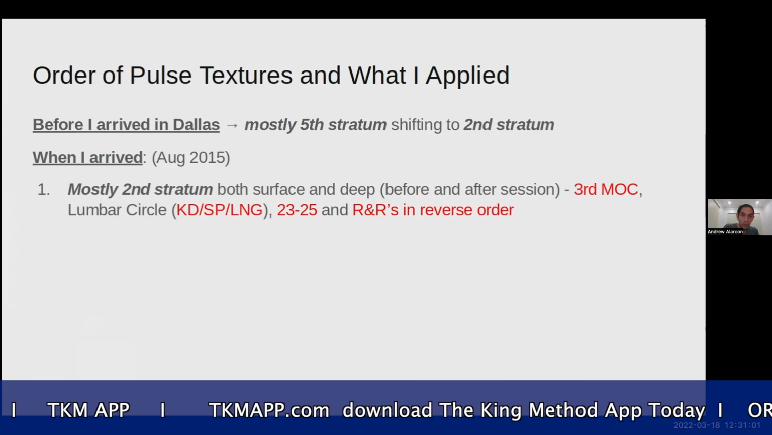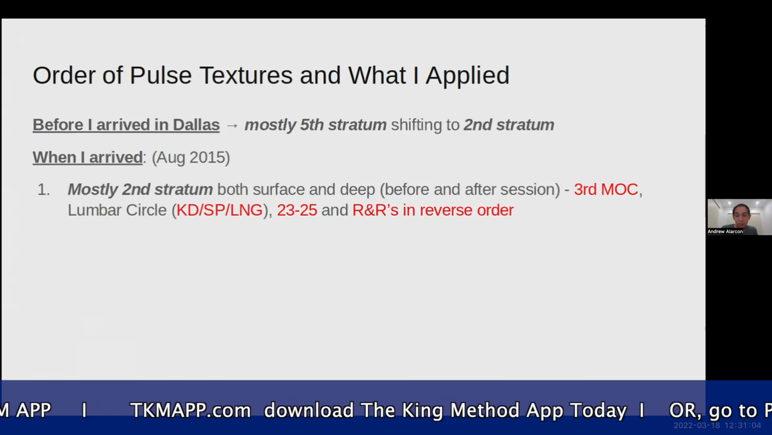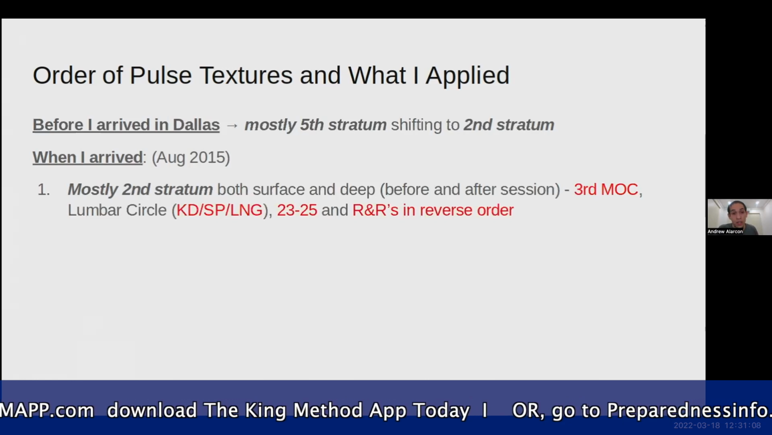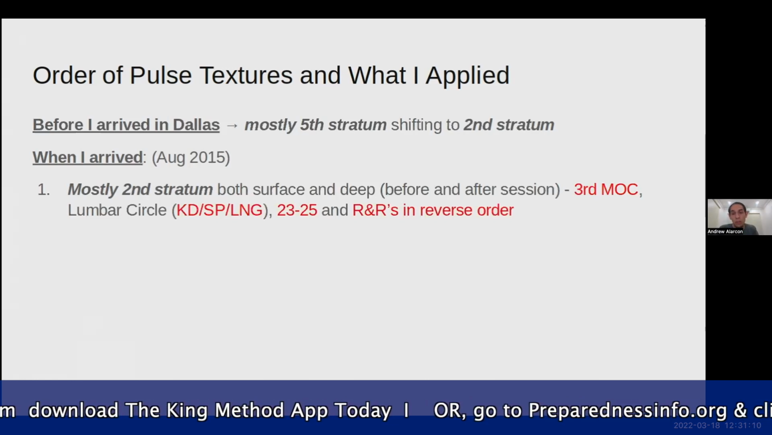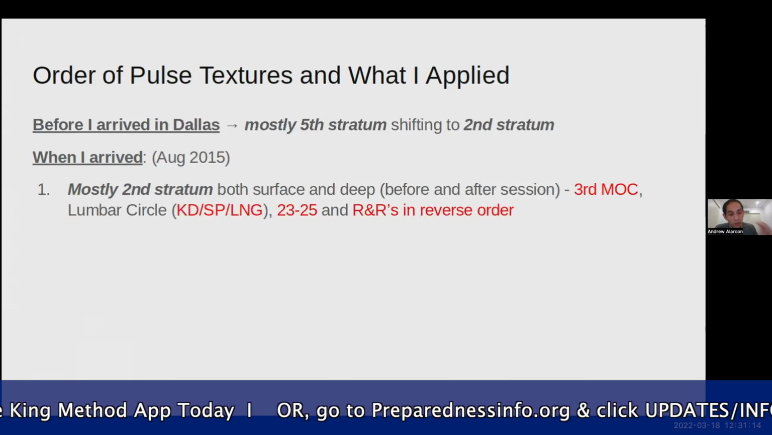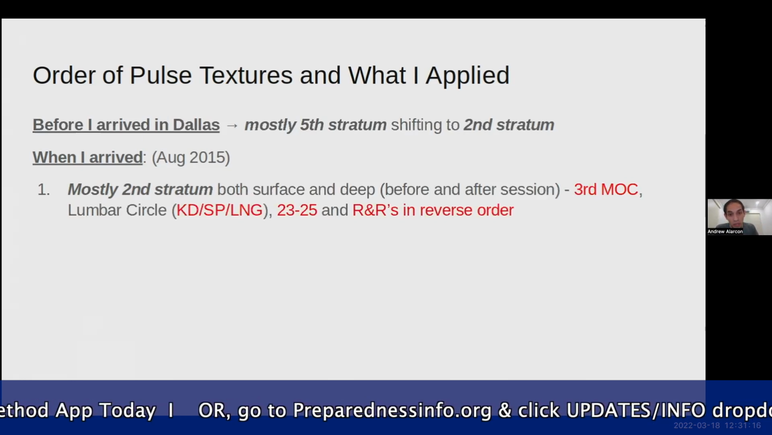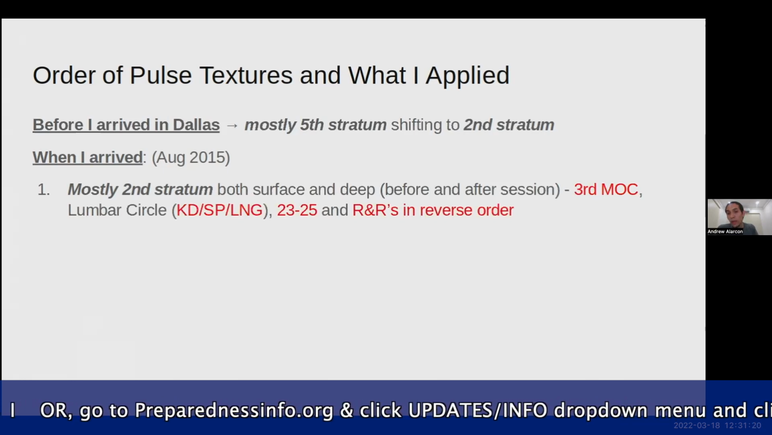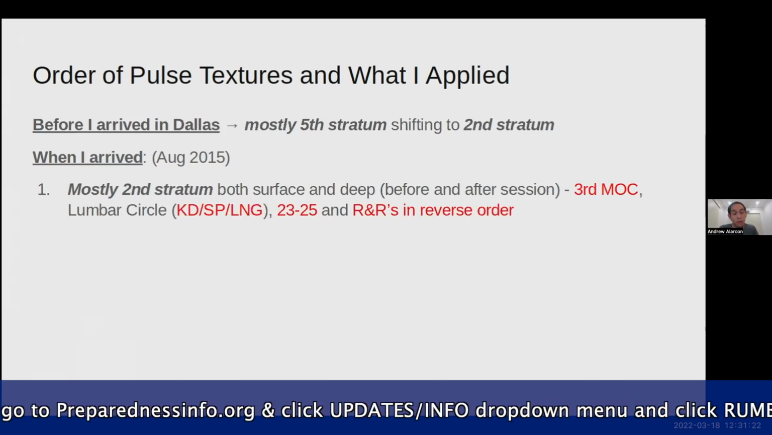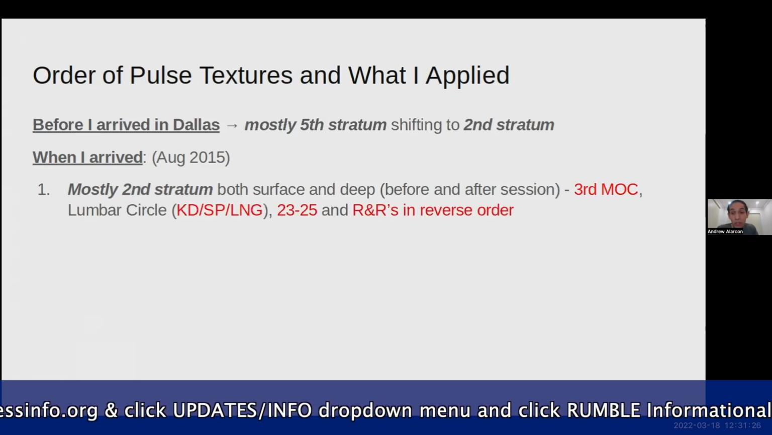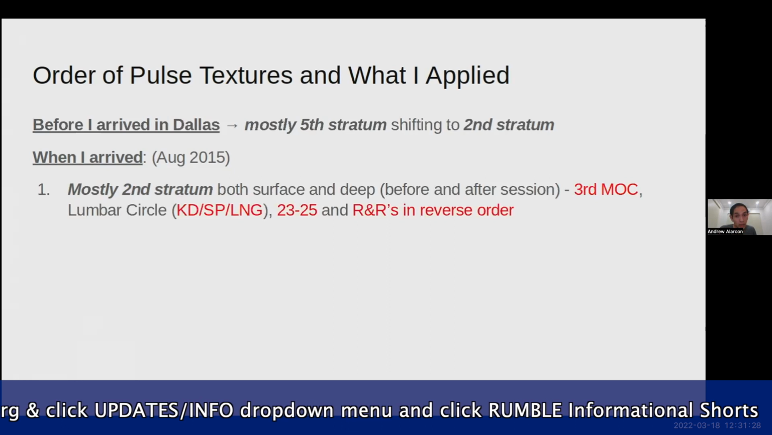So because it was mostly second stratum, as I mentioned, I gave to you the sequences that I applied. I made sure that I would do a third method of correction at least once per day. And by the way, the energy sphere that the third method of correction focuses on would be energy sphere number 13, which is also in second stratum.